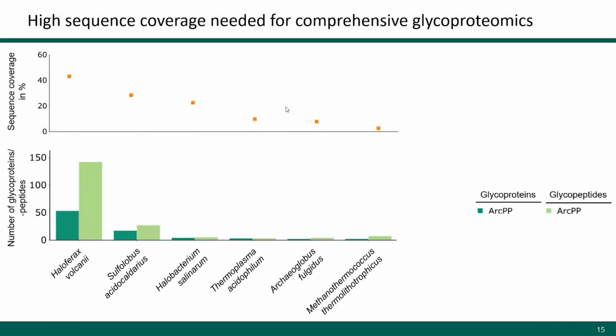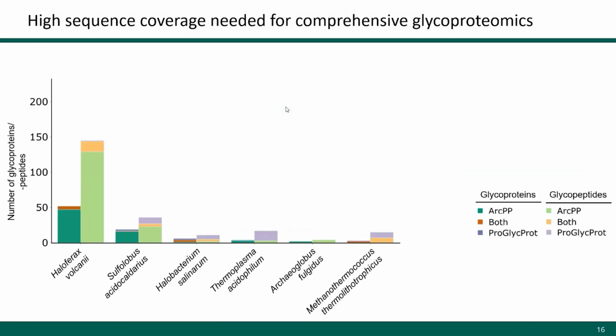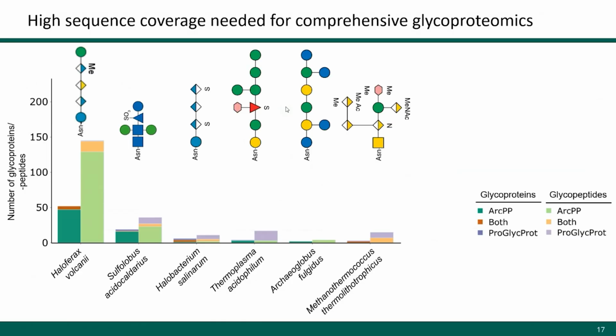Again, sequence coverage is important. For those species where we have a high sequence coverage overall, we do check the glycoproteins, the glycopeptides. The better the sequence coverage, the more we identify, basically. And that's the gist of this one. And then also, for most species, we identify more than what was known before. So again, bringing together all of those different data sets helps a lot to learn more about the species.